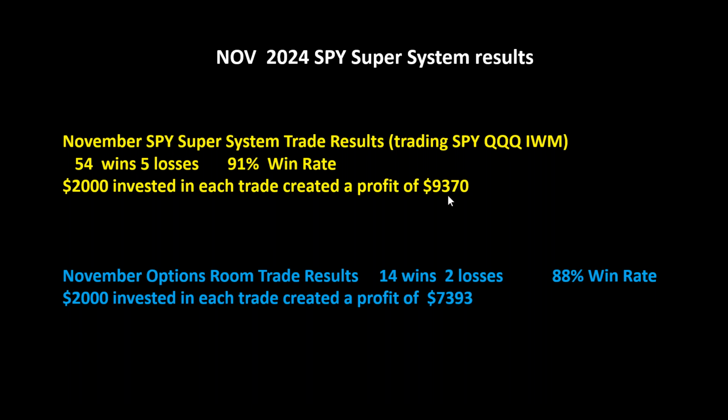93.70 on the SPY super system, and 73.93 in the room. Again, these are my trades. I took these because I can't post these and I can't alert on these. So your wins, your profits are going to be different because I'm not posting these. I'm telling you about the trades. I'm telling you when I'm getting in and getting out, but it's very quick. They're very quick trades.